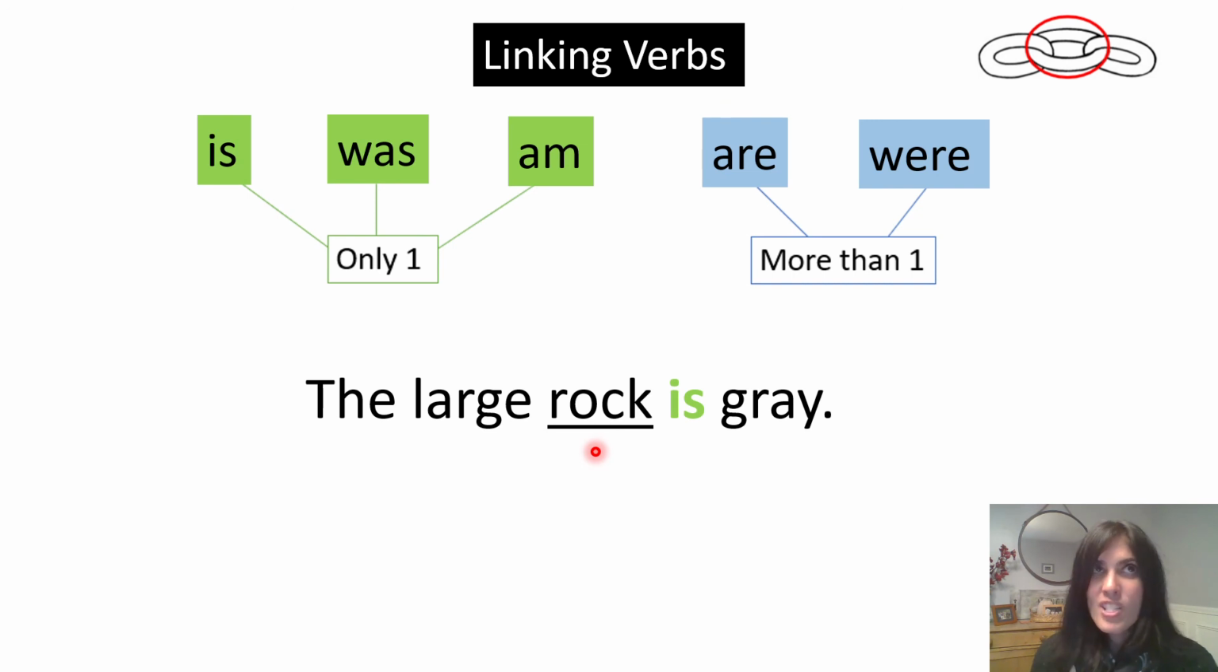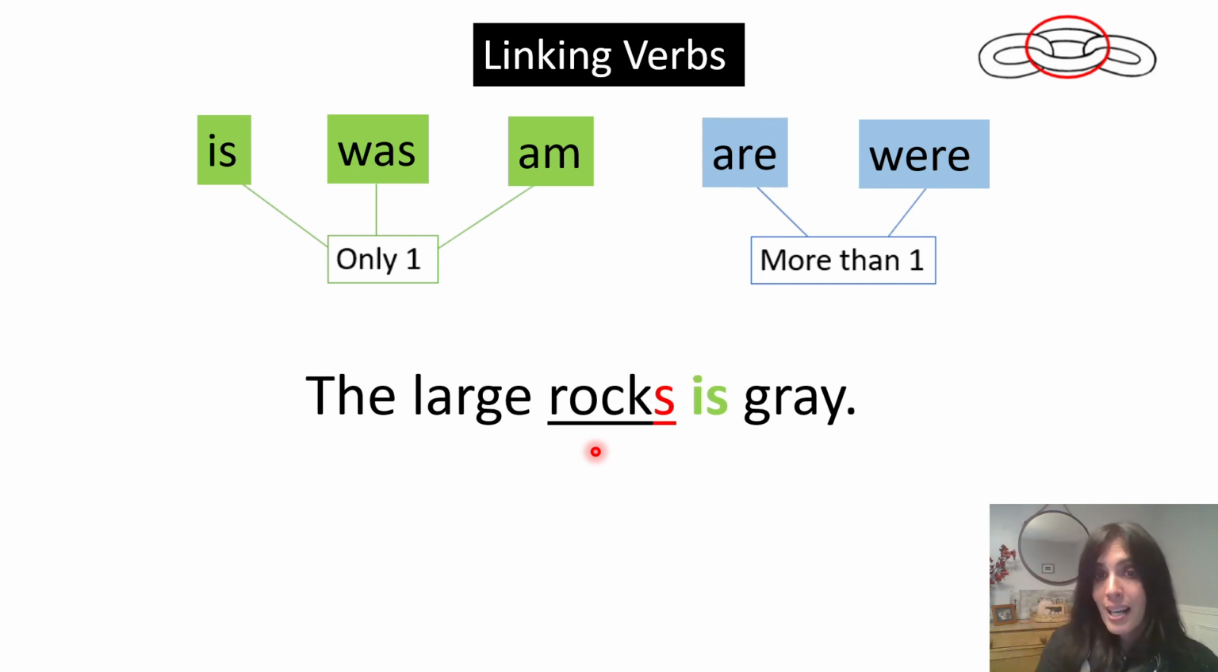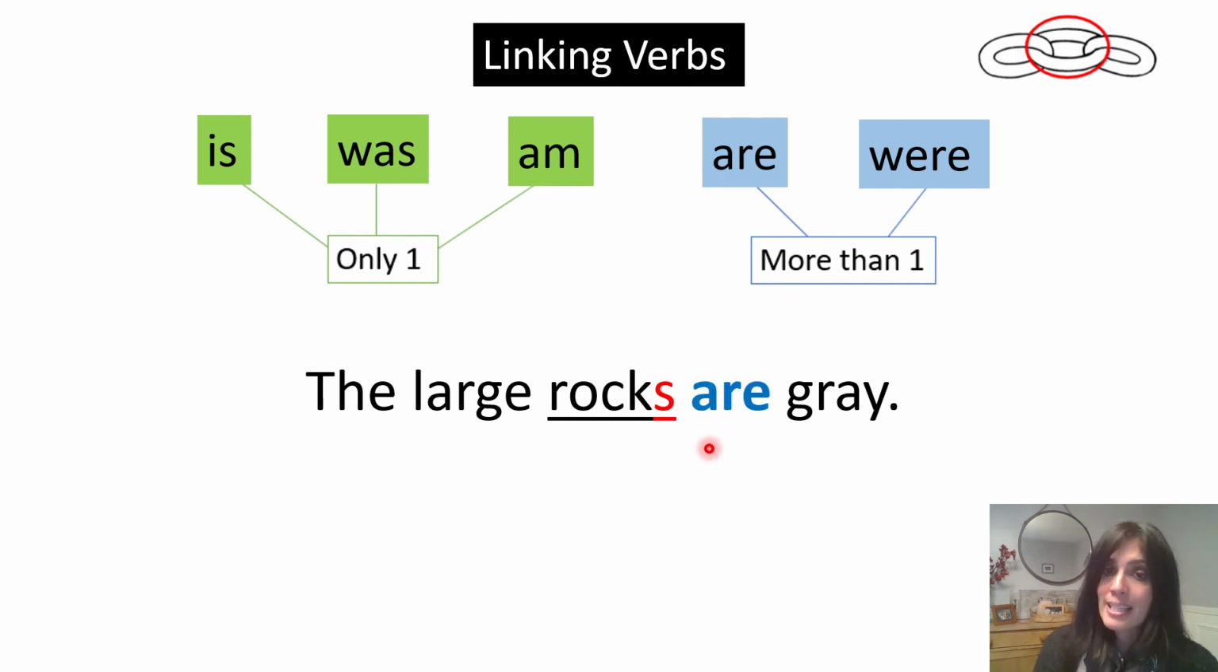But if I were to change this sentence from having more than one rock, and I'm going to change it to say rocks, then I need to change my linking verb. I'm going to change my linking verb to the verb are, because there's more than one. Now my sentence reads, "The large rocks are gray."